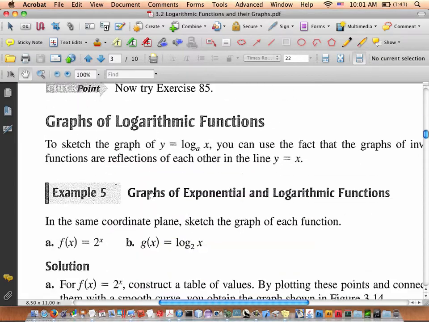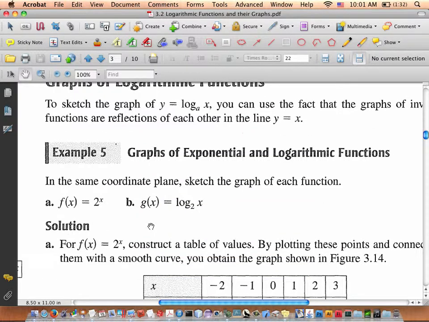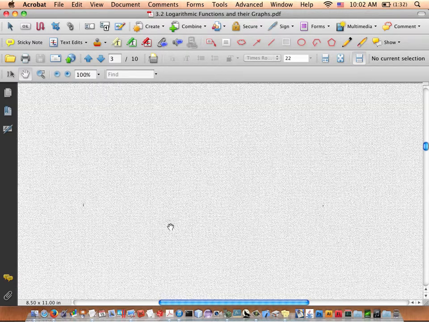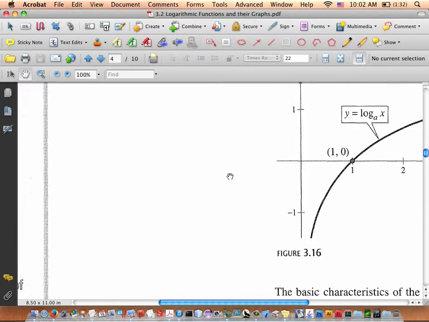Using the one-to-one property, we've done that. It's 43.